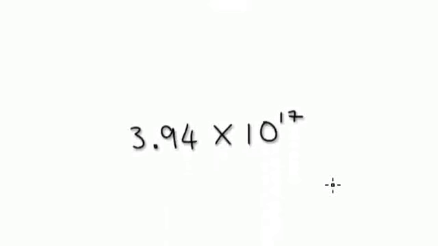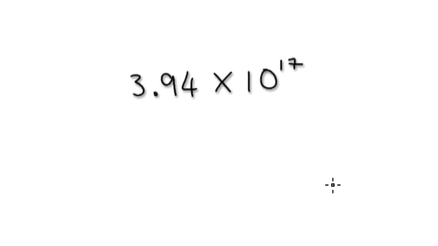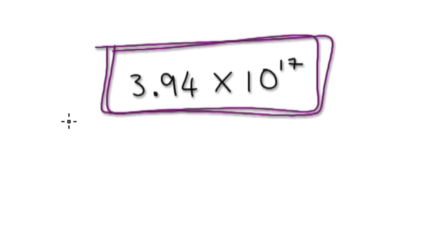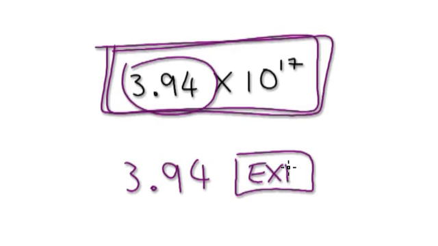Now I'm going to give you some practice on how to multiply and divide numbers that are in standard form. So if you can actually type this number into your calculator. To do this, punch in this number here, which is 3.94, and then look for a button on your calculator that's something like this, EXP, and then here you would punch in 17.